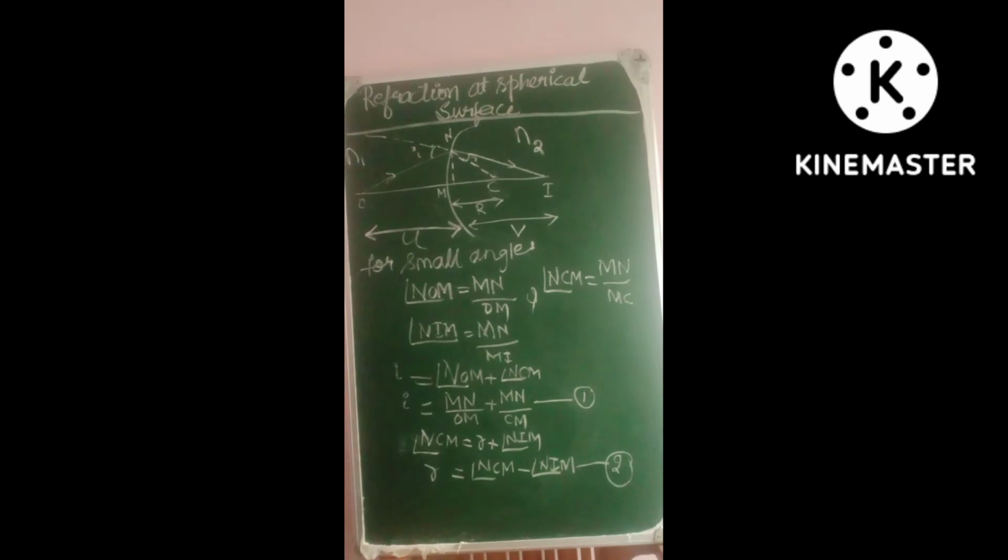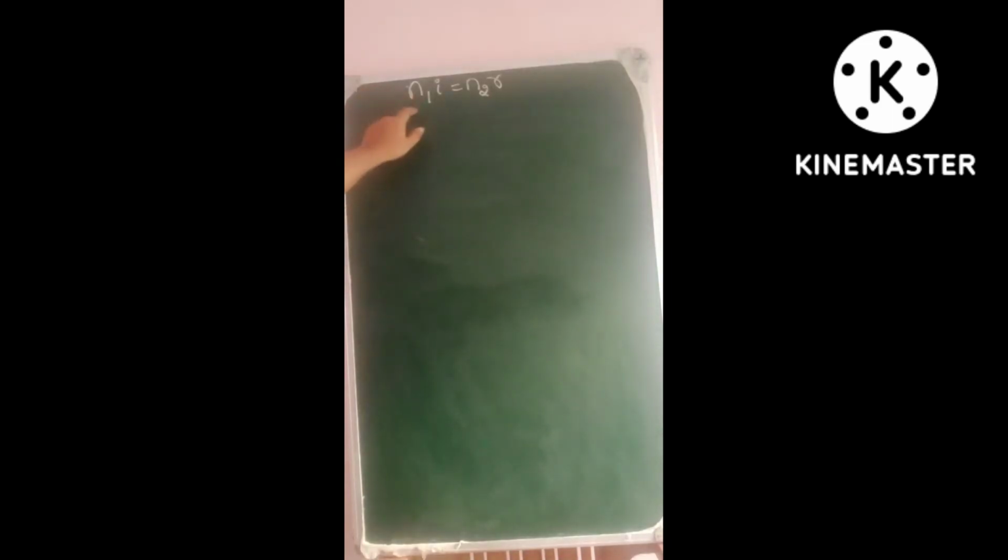Now, in the previous classes, you have studied about Snell's law of refraction. That is, N1 sin I is equal to N2 sin R, where sin I is approximately equal to I, and sin R is approximately equal to R. So this becomes N1 into I is equal to N2 into R. According to Snell's law, we have N1I is equal to N2R.